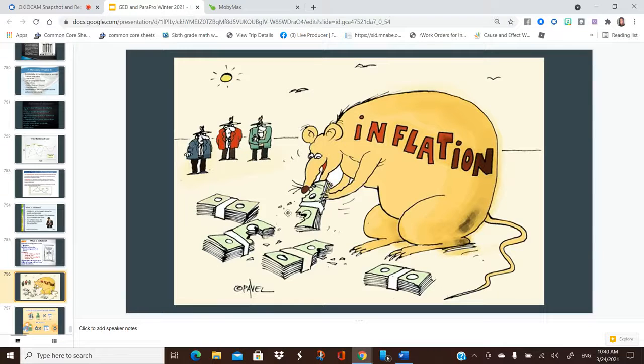This is just a cartoon. So this big fat rat is supposed to symbolize inflation, and he's taking big bites of money, like he's decreasing the value of that money.